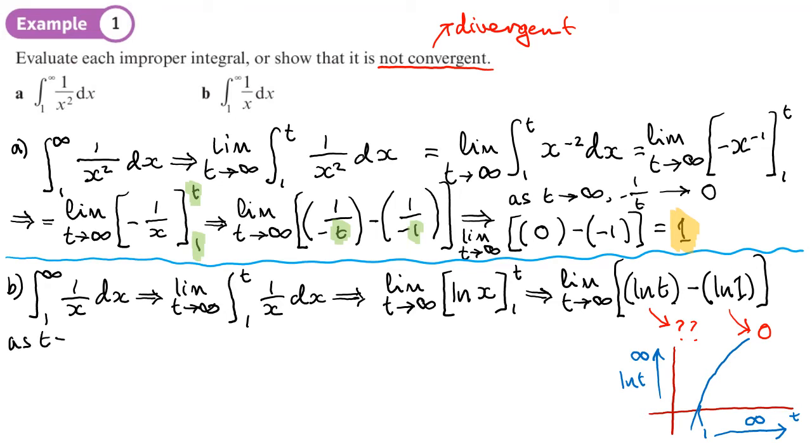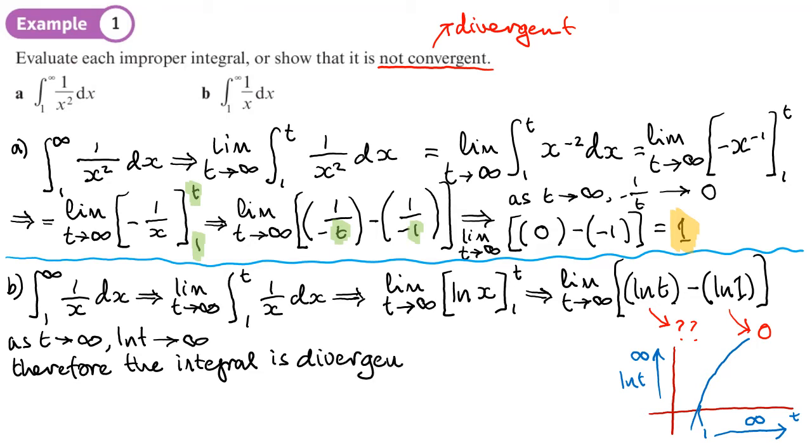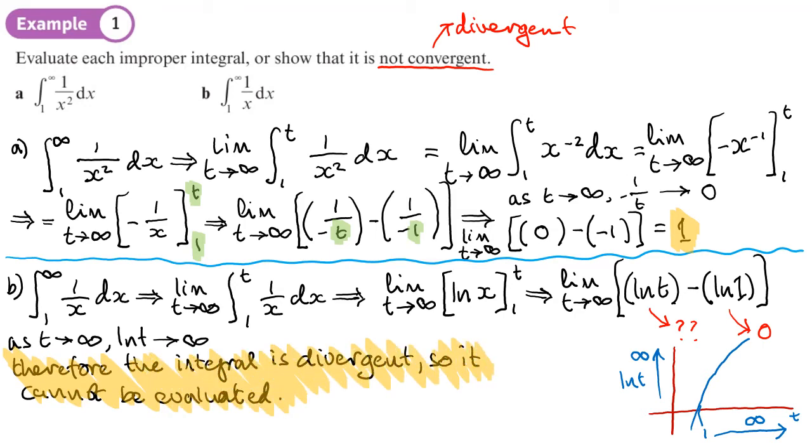So as t approaches infinity, log t approaches infinity. So we can say, therefore, the integral or improper integral is divergent, or it doesn't converge. So it cannot be evaluated. Okay, so therefore the integral is divergent, so it cannot be evaluated, unlike the first one. So I'm guessing this bit here will be our final answer for that.